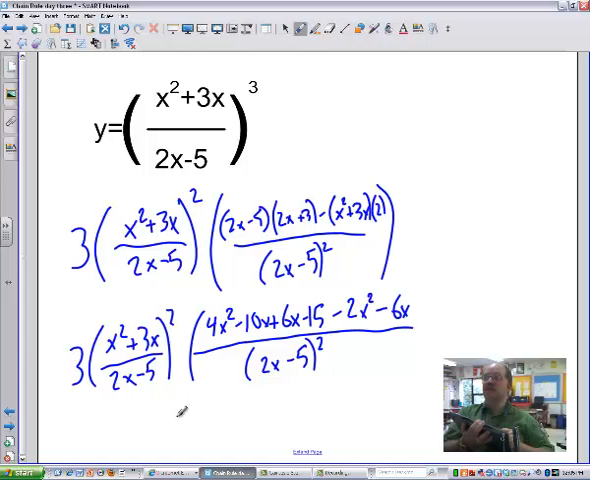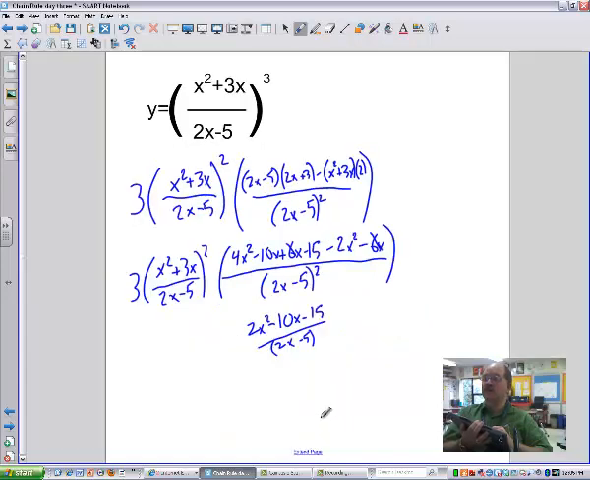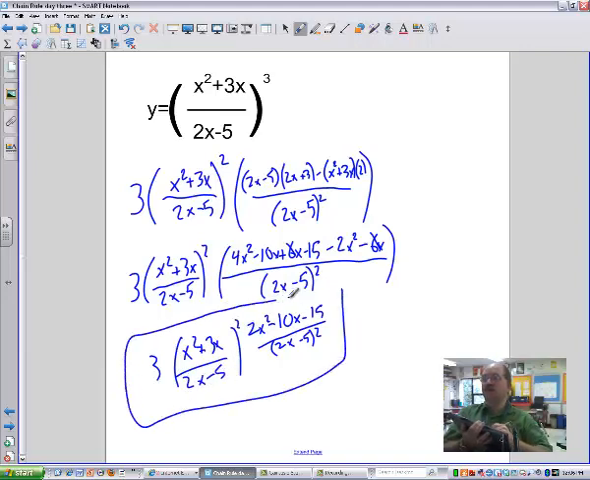And then probably I would go, what's that going to be, let's see if we can make that all look nice. Let's see, 4x squared minus 2x squared, so you're going to have 2x squared, negative 10, oops, those neutralize each other, so that's good, so minus 10x minus 15 over 2x minus 5 squared, times that. And that's about as far as I would take this particular little thing right there.